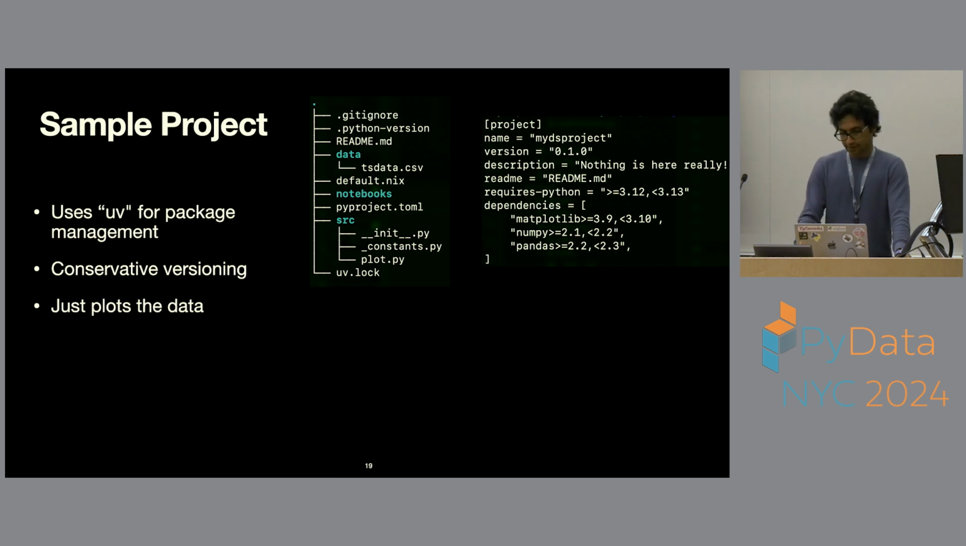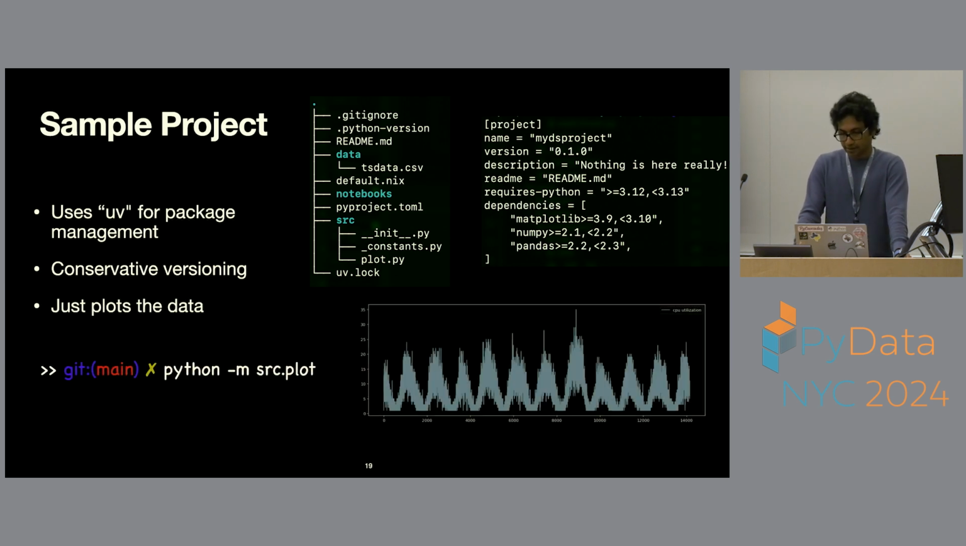The whole thing that it does is it just plots the data. You can see the data on the right, and it's a time series that I grabbed from my own system, and it looks like this. This is the pattern, and what you do is you run this command, python -m source.plot, and it plots this graph right here, and that's all it does.